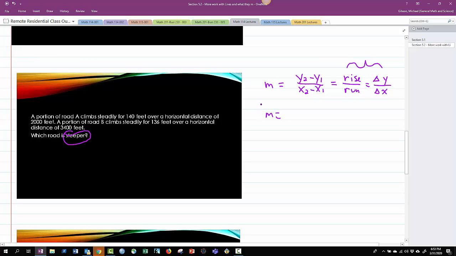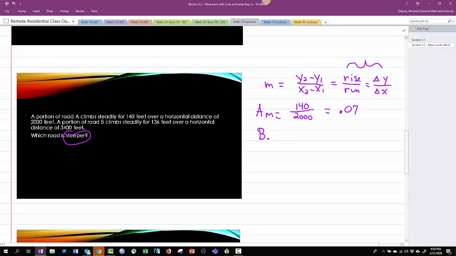So let's look at A. So the slope for A, A climbs steadily for 140 feet. So that means y goes up by 140, right? Climbs for 140 feet over a horizontal distance of 2,000. So y goes up 140 when x goes up 2,000. Okay, we simplify that, and we get 0.07 for that. Right, so it goes up 0.07 feet, if you will, for every foot it goes over.